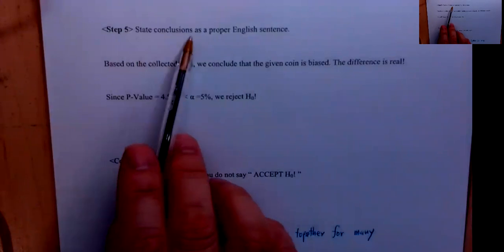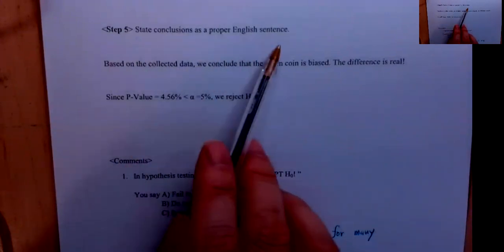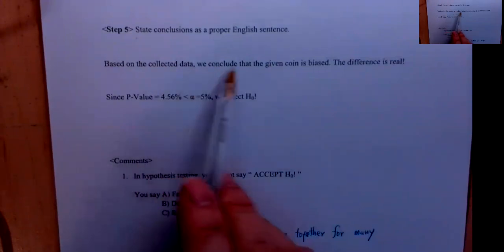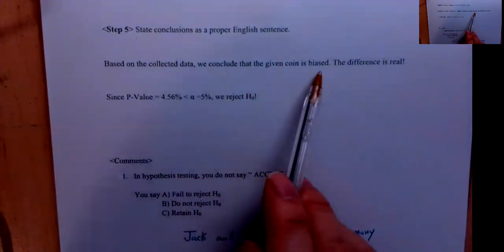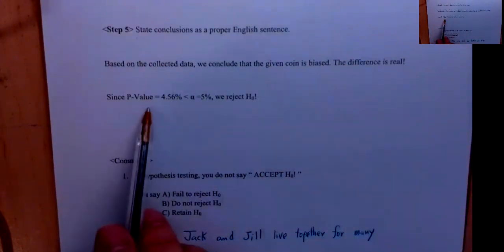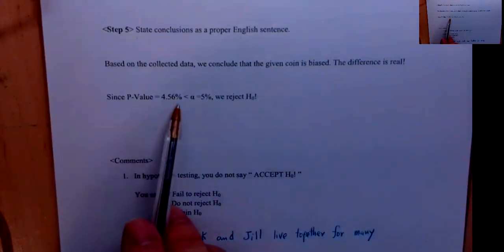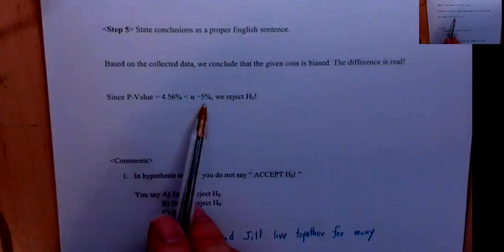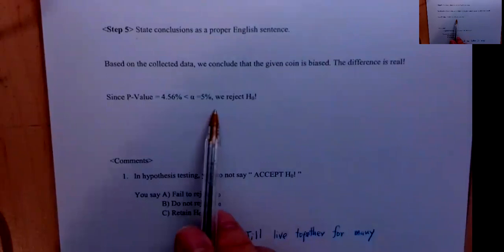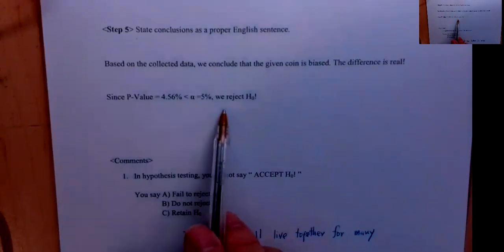State the conclusion as a proper sentence. Now, we say based on the collected data, we conclude the given coin is biased. It's not a fair coin. The difference is real. Since the p-value is 4.56%, which is less than alpha equal to 5%, we reject H0. Okay, we have gone over all the steps from step 1 to step 5.